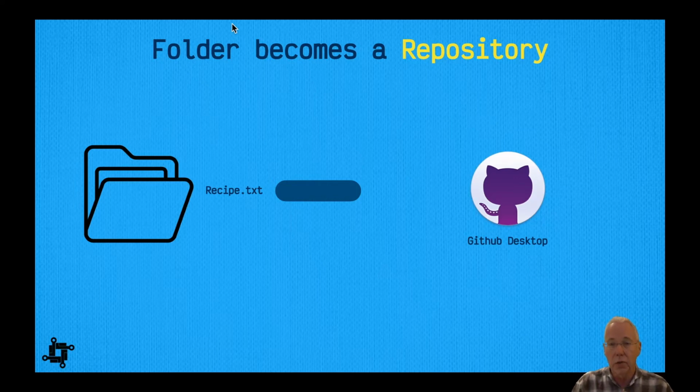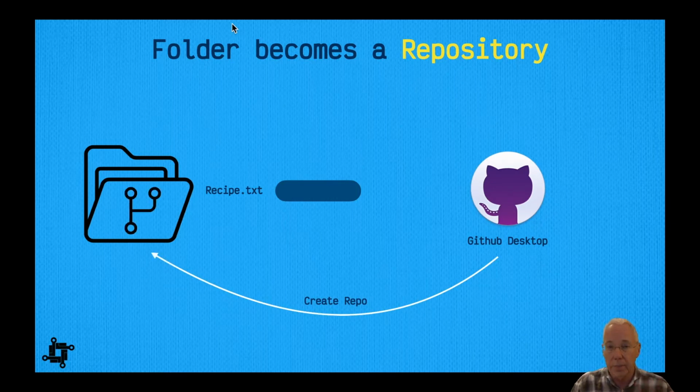But basically, using GitHub Desktop, we would be able to create a repo out of the folder that we've already created. So we have the recipe.txt file that becomes under version control. So now it is a Git repo. And with a save and commit, we can create our first version, version 1.